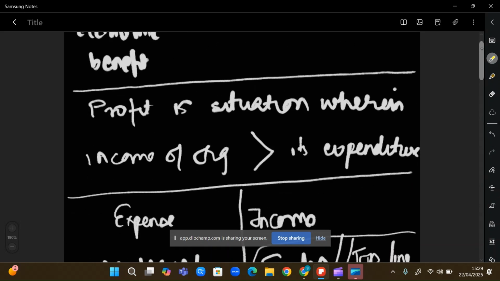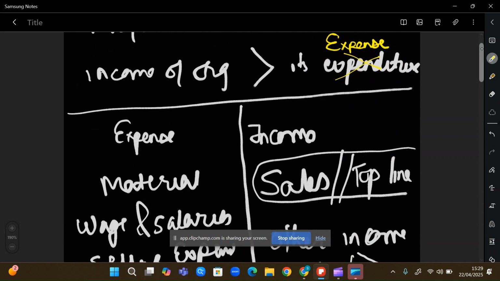So, what is the definition of profit? Profit is a situation wherein the income of an organization is more than its expense. Note down the difference; we will see what is the difference between expense and expenditure. When we have to calculate profit, we always see expense, not the expenditure.